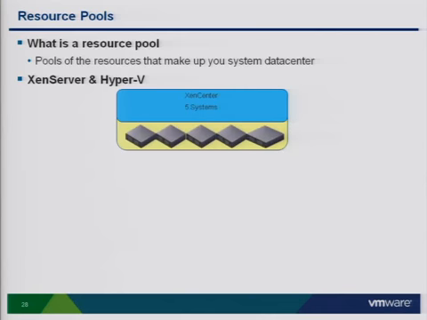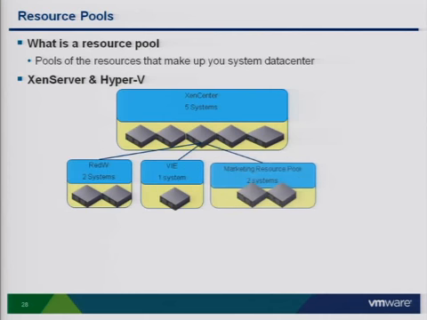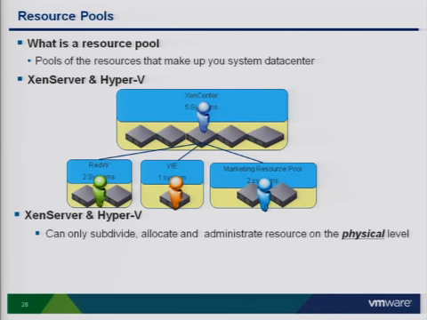So these 5 servers are in a resource pool. And that's fine. You can take these 5 servers and divvy them up any way you want, as long as it's on a physical level. So you can take 2 servers and put them in one group, 1 server in another group, and take another server and put it in a third group. It doesn't really let you do the logical abstraction of the resources. And of course, you can do the administration on a physical level as well.